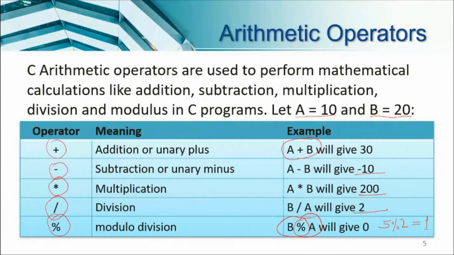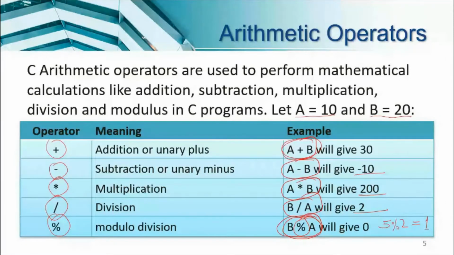All these operations require 2 operands. See, here there are 2 operands, a and b. Here also a and b are there. Here also a into b, b by a, and then b percentage a, there also a and b are there. So 2 operands are required for these arithmetic operators.